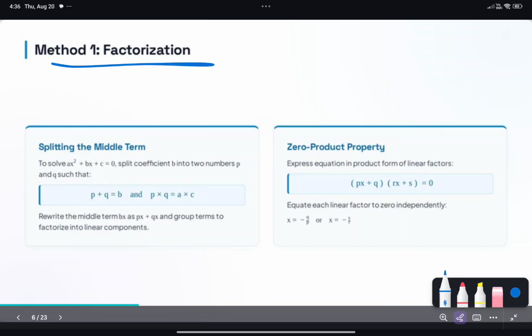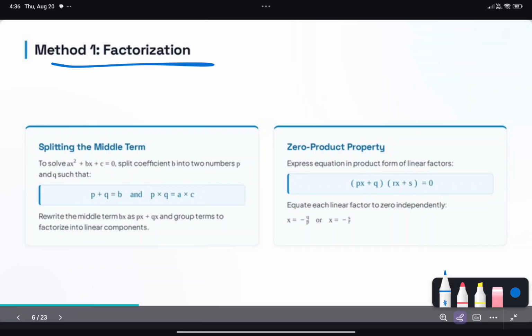Whenever we have to find the solution or roots of the quadratic equation, we must follow some methods. One of the methods is factorization. In the factorization, there is a process. What is the first step involved in that factorization method? Yes, splitting the middle term. How is the middle term split? What is the criteria we must follow to split the middle term?